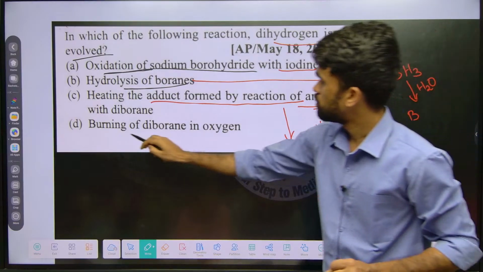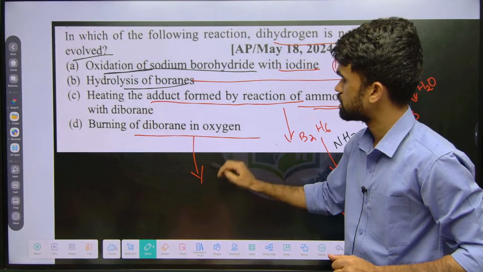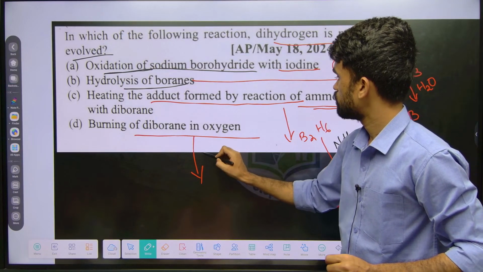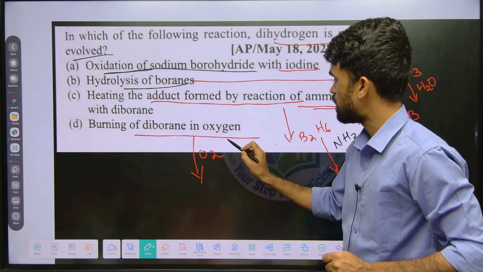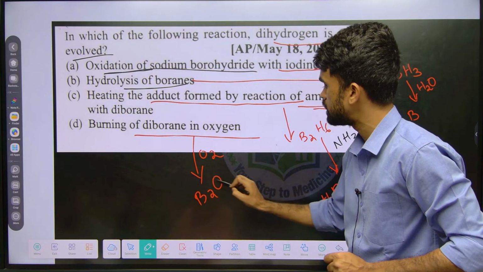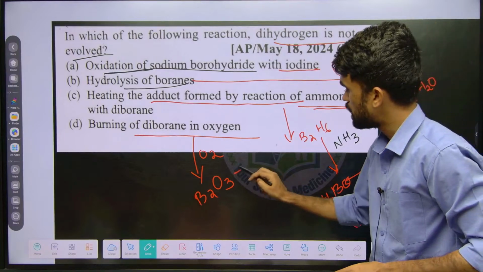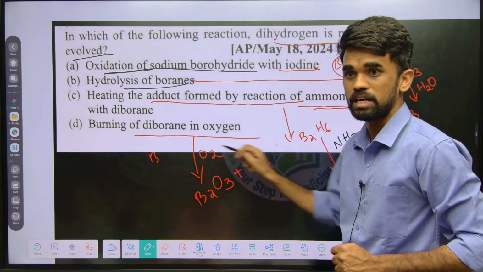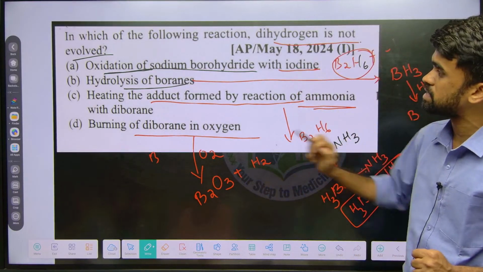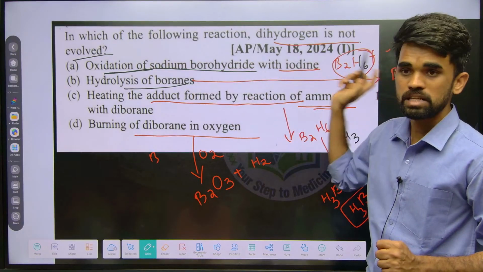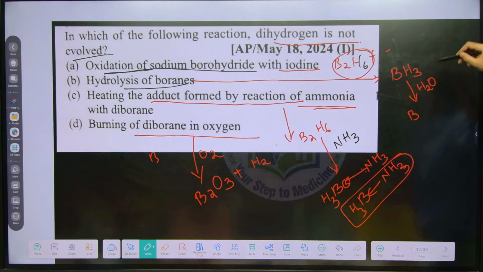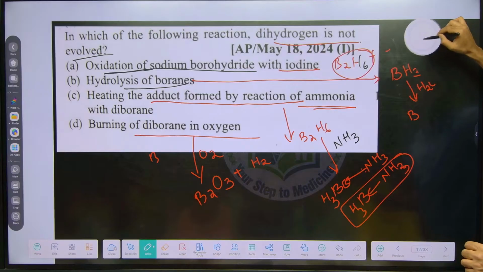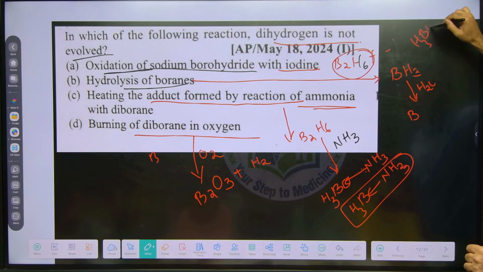Is hydrogen released in this? No. Next one, burning of diborane with oxygen. B2H6 plus O2 gives you B2O3 plus H2 gas, because B2H6 has hydrogens that will be released. So in which reaction is it not released? C. And hydrolysis of boranes also releases it, because it forms H3BO3, and along with this hydrogen gas is released.